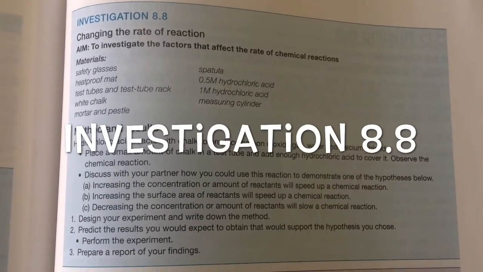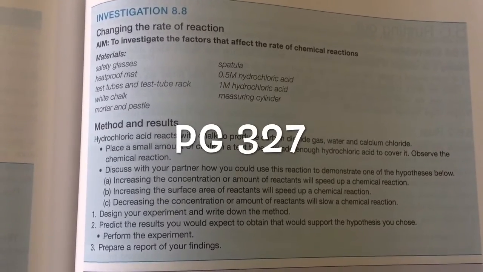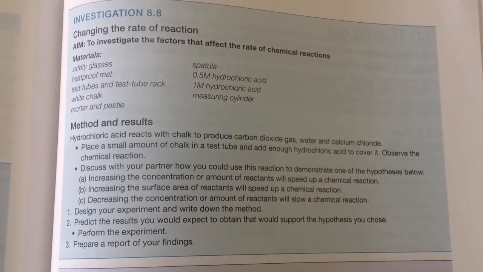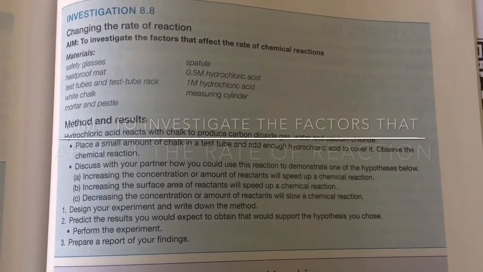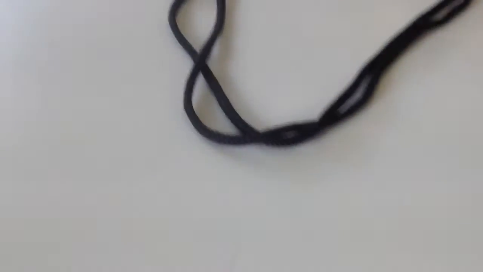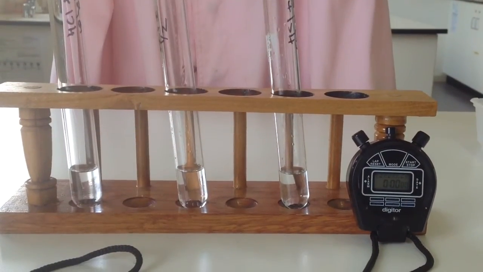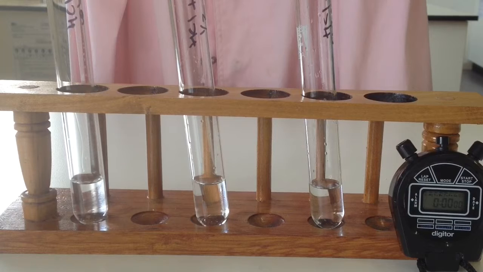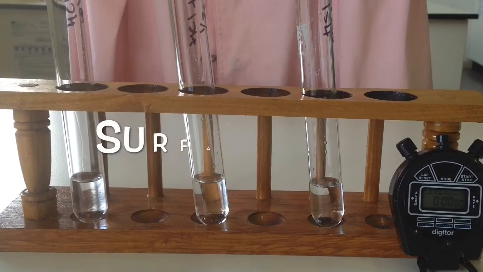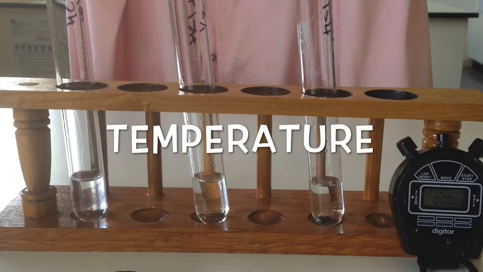Hey Year 8s, we're going to do this experiment, investigation 8.8 on 327. I've got a worksheet. This experiment is changing the rate of reaction to investigate the factors that affect the rate of chemical reaction. We're going to look at 3 factors that can change the rate of reaction: changing surface area, changing concentration, and changing temp.